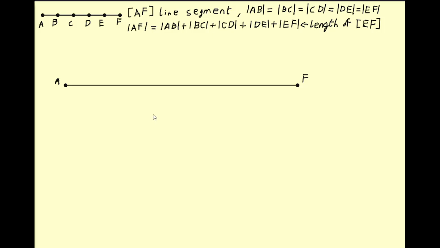Hello. Now we are going to look at construction 7. Construction 7 is where we want to divide a line segment into any number of equal line segments without measurement. So let's look at the language involved in that.